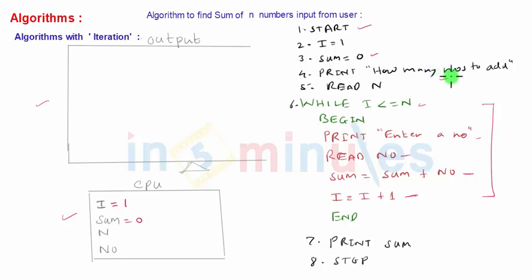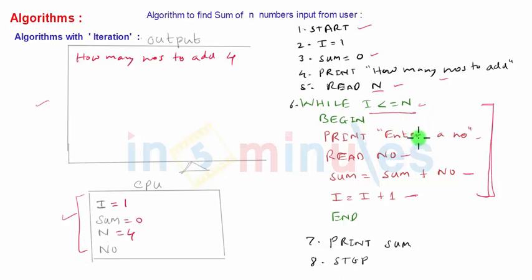Then this print gives a message on the screen, how many numbers to add. As this message appears, we input some value, suppose 4. So 4 is read into n, and currently n is 4. Then you are telling the computer to repeat this part till I is less than or equal to n. How does this work? I less than or equal to n is true. Look at these variables. True.